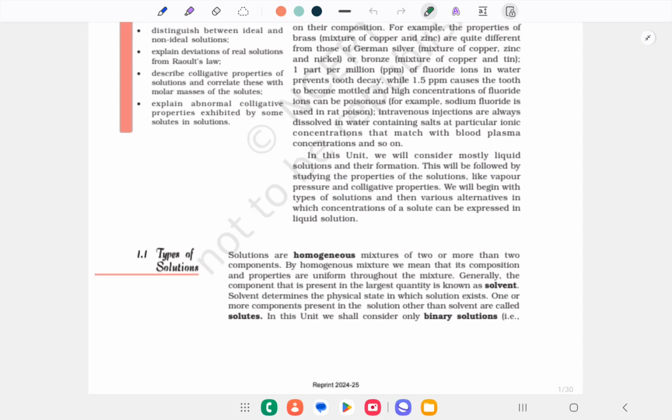And then in this unit we will consider mostly the liquid solutions and their formation, and it will be followed by studying the properties of solutions like vapor pressure and colligative properties. So we'll begin with the types of solutions. So solutions are homogeneous mixtures of 2 or more than 2 components. By homogeneous mixture we mean that its composition and properties are uniform throughout the mixture, and generally the component that is present in larger quantity is known as solvent, and one or more components present in the solution other than the solvent are called solutes. So we shall consider only binary solutions in this chapter.